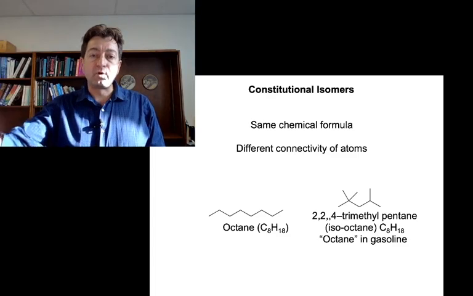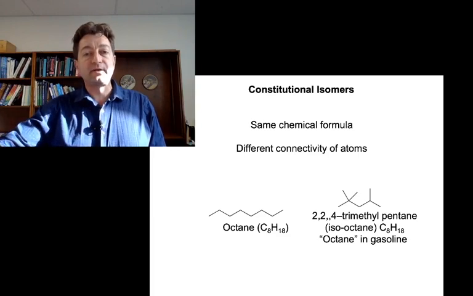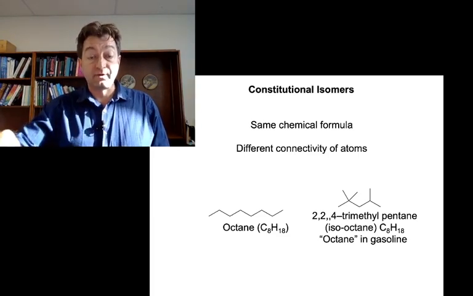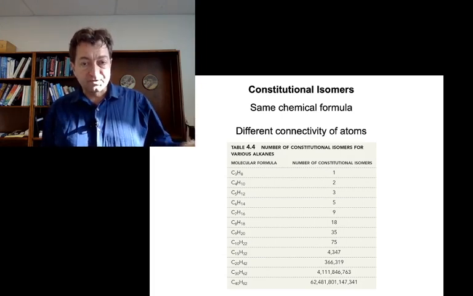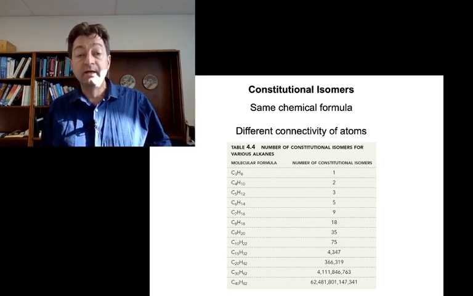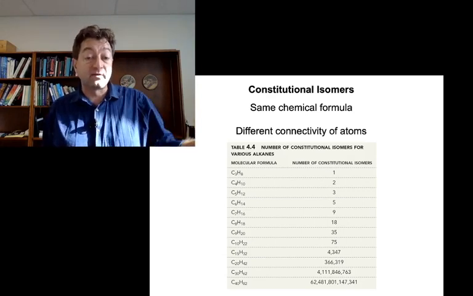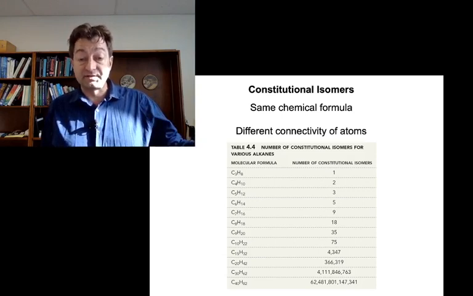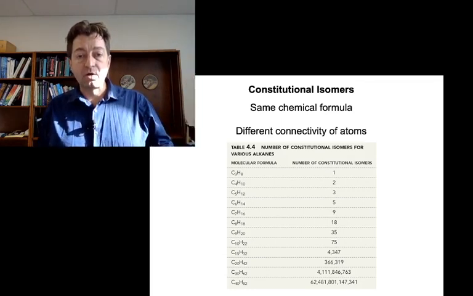This is an important concept, and there's a useful process for thinking about how different constitutional isomers of molecules might arise. Of course, the more carbon atoms that are present in a hydrocarbon, the higher the number of constitutional isomers can be for the various alkanes. For example, for propane, C3H8, there's only one isomer available. For butane, there's 2. For pentane, there's 3. And it goes up quite rapidly until you get up to 20 carbon atoms. There's 366,000 possible different structural isomers of those molecules.